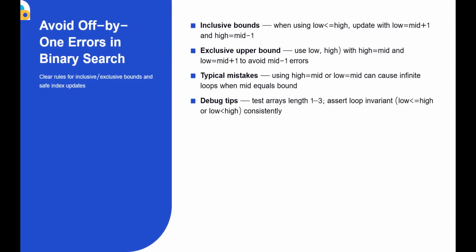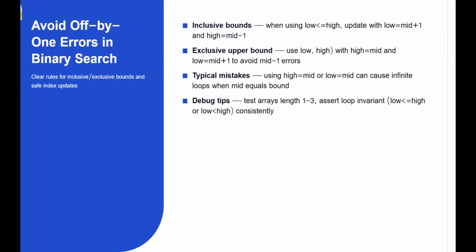Avoid off-by-one errors in binary search. Inclusive bounds versus exclusive upper bounds, typical mistakes. We can see here what that is, and debug tips. It is there. We can see.